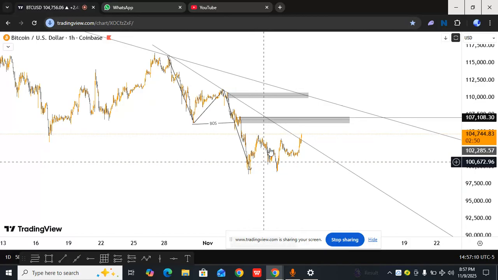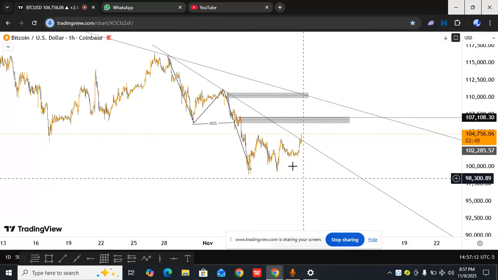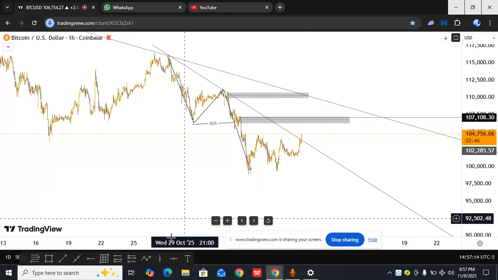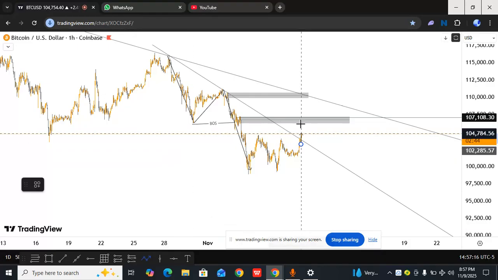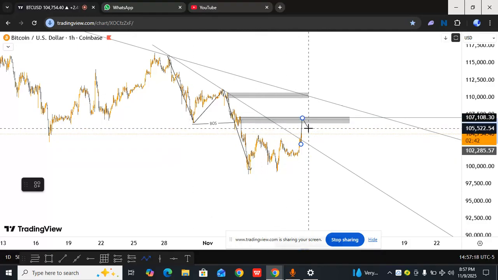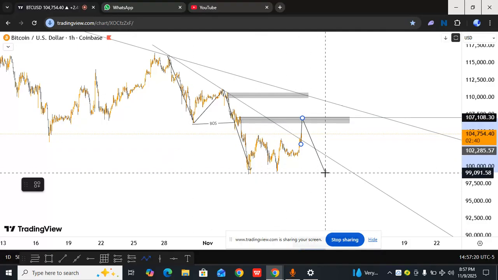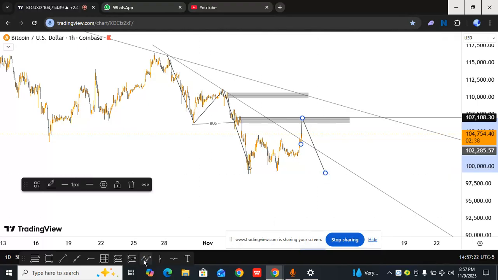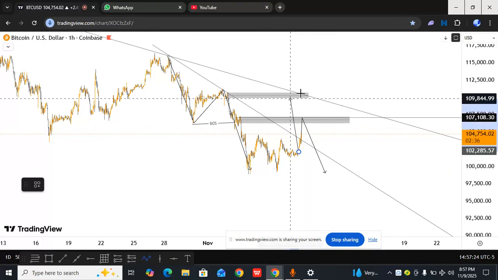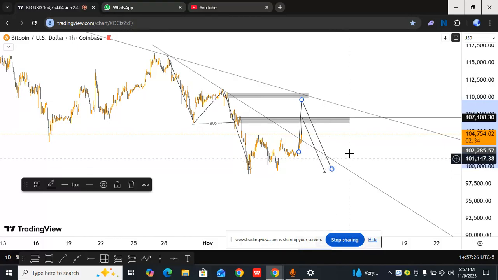Now, what basically is happening here is that the market generated liquidity over here. So price is basically just coming to take this liquidity, then either going to continue from this area, or take our liquidity, tap here and continue from this area.